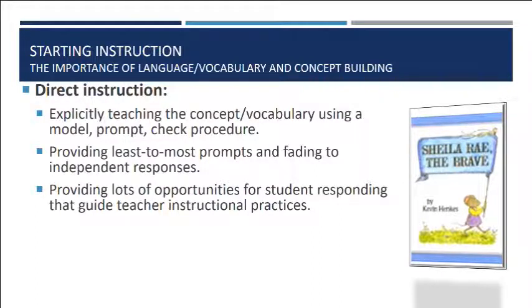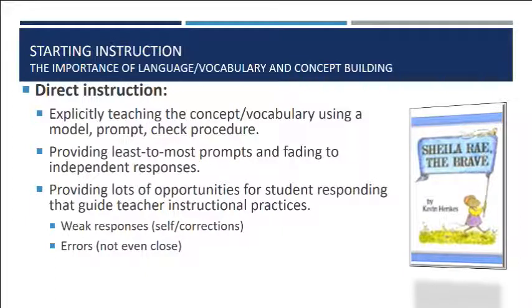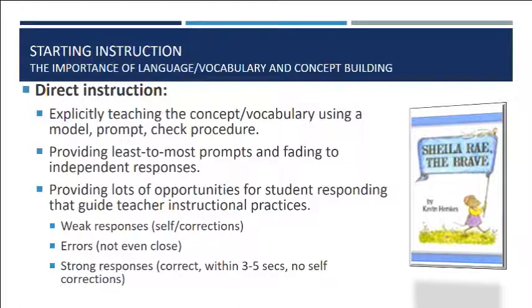You want to provide lots of opportunities for students to respond, because this is really going to guide what you're doing. So for example, weak responses, either when the student doesn't respond at all, or they respond and they're looking at you and you don't say anything right away, so they correct it. They may be right eventually, but they're really guessing. So that's pretty much a weak response. And we want students to have strong, confident, fluent responses. They may make errors. They're not even close. They may have strong responses, and that's when they're correct within 3 to 5 seconds, and they don't self-correct. That means they absolutely know the answer.